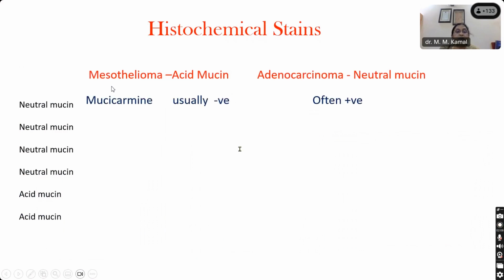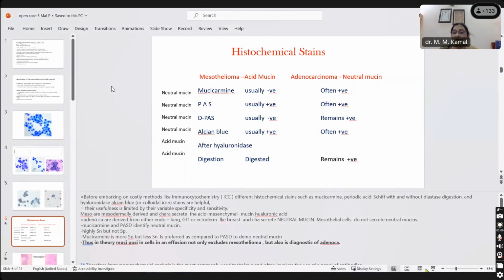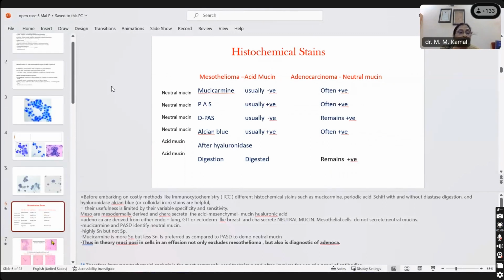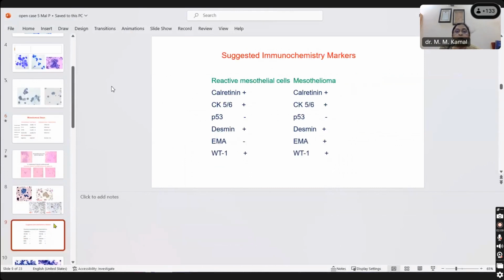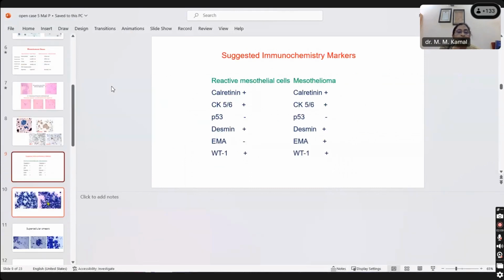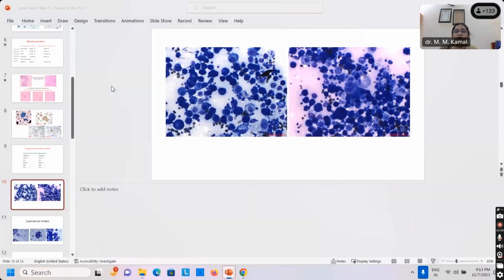Now I have straight away come to these. I don't know why this slide has come. Just let me. Yeah, I want to show you more of these features.